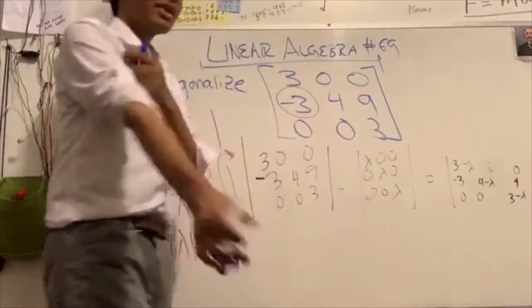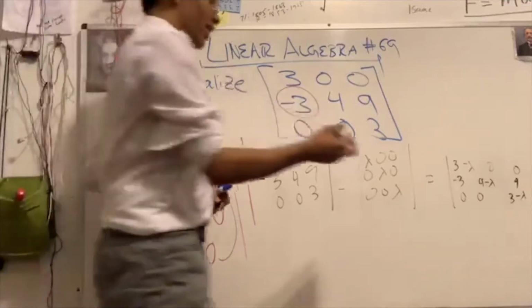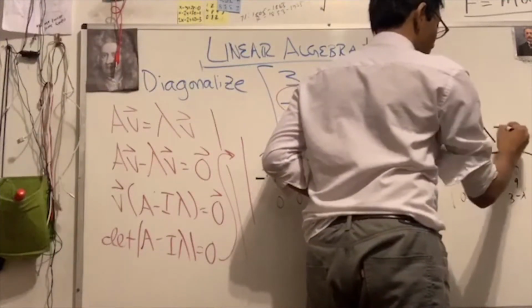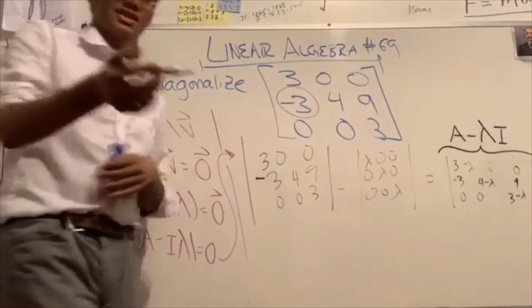So I'm now going to ask our other student, Alex. We now have our, what matrix is this? This is A minus lambda times the identity. Now I'm going to ask you to find the determinant of this.